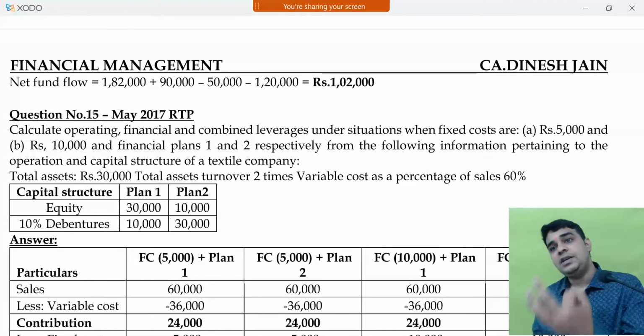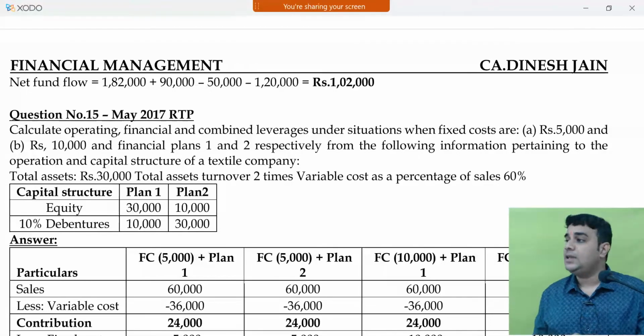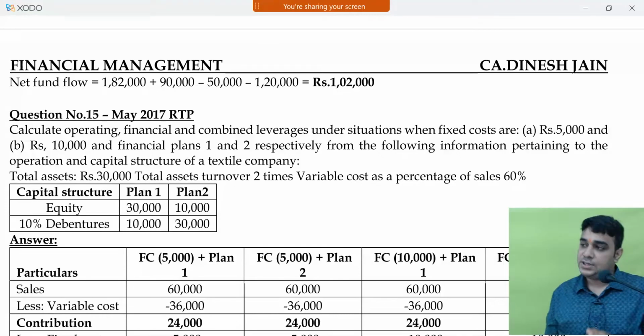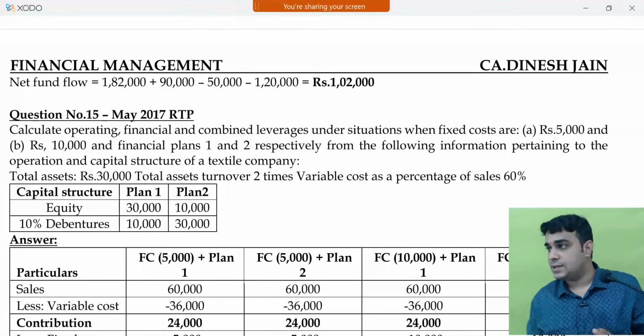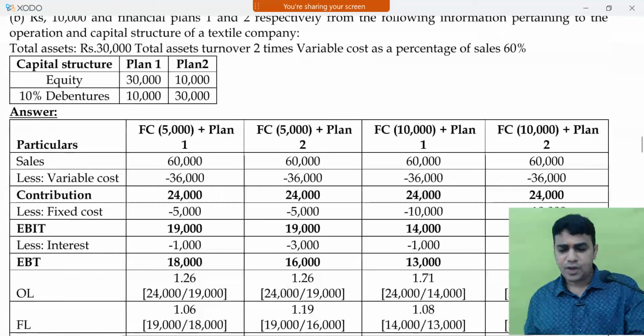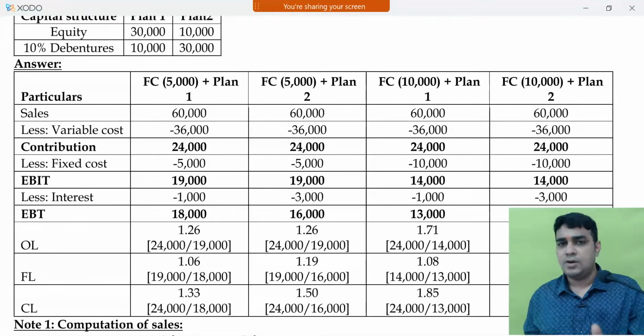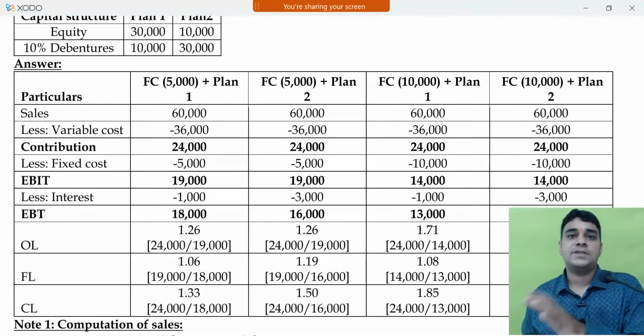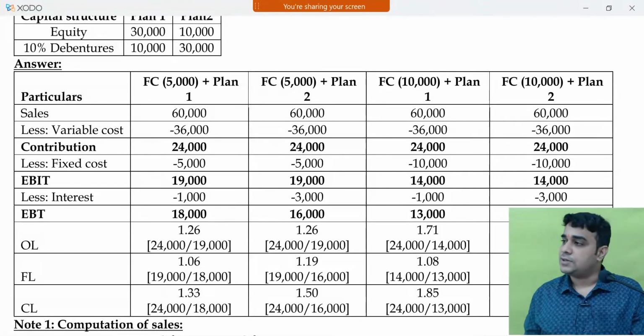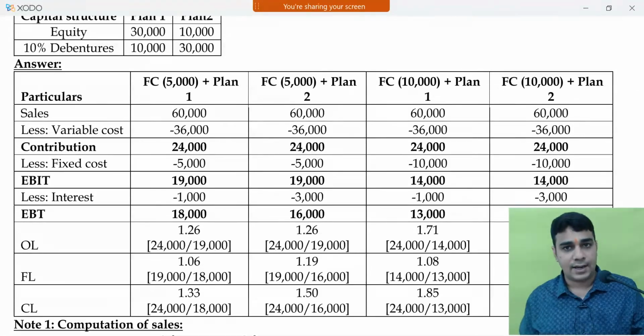If a question has 3 different fixed costs and 3 different interests, it's 3 into 3, 9 different scenarios. It's not 3 plus 3, it's 3 into 3. Format remains the same. Fixed cost of 5,000 plus interest of 1,000. Fixed cost of 5,000 plus interest of 3,000. Fixed cost of 10,000 plus interest of 1,000. Fixed cost of 10,000 plus interest of 3,000. You add them together and then try to calculate it.